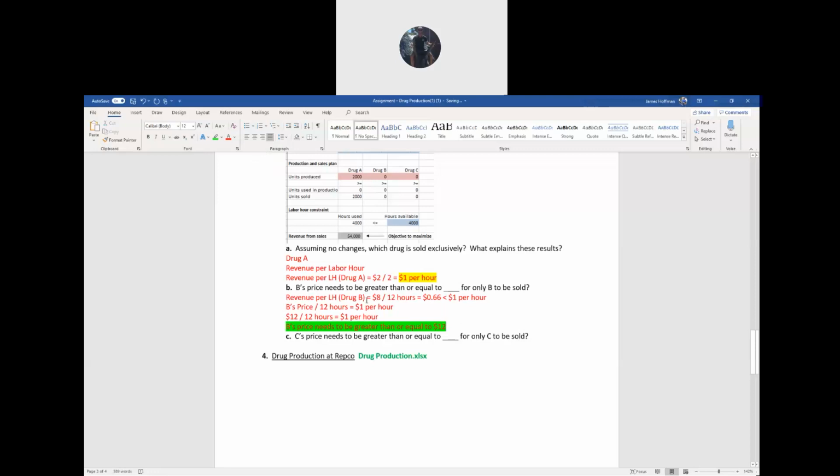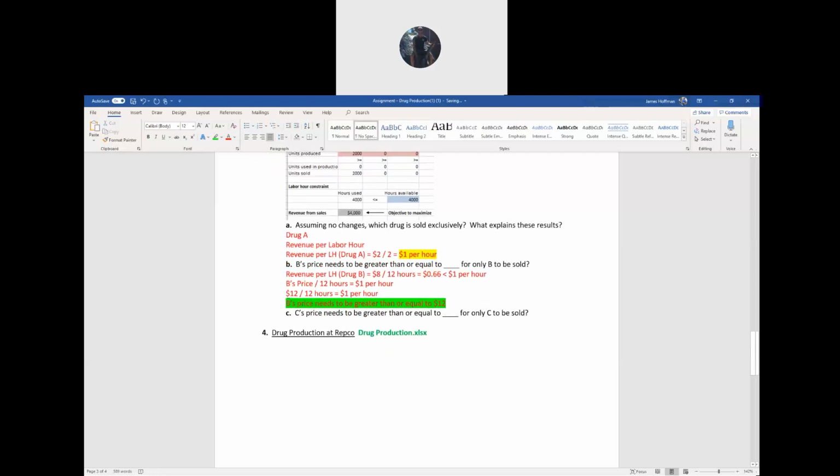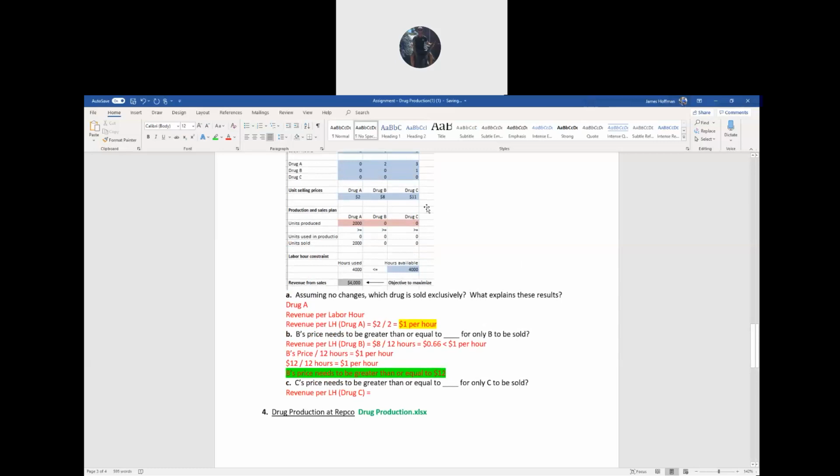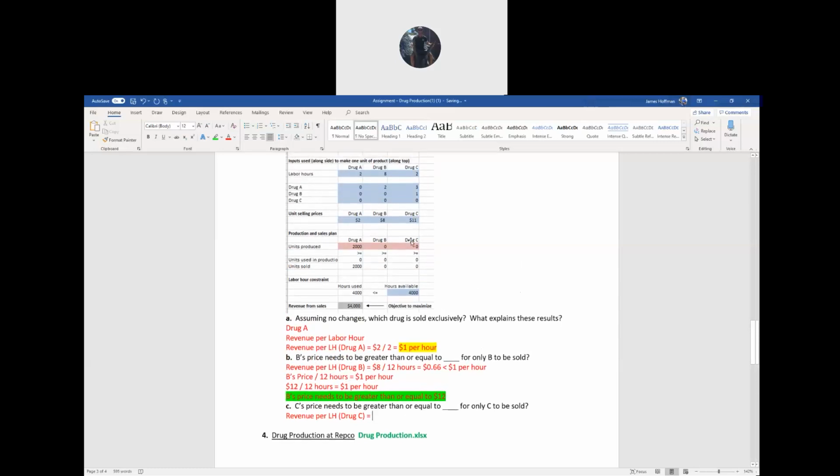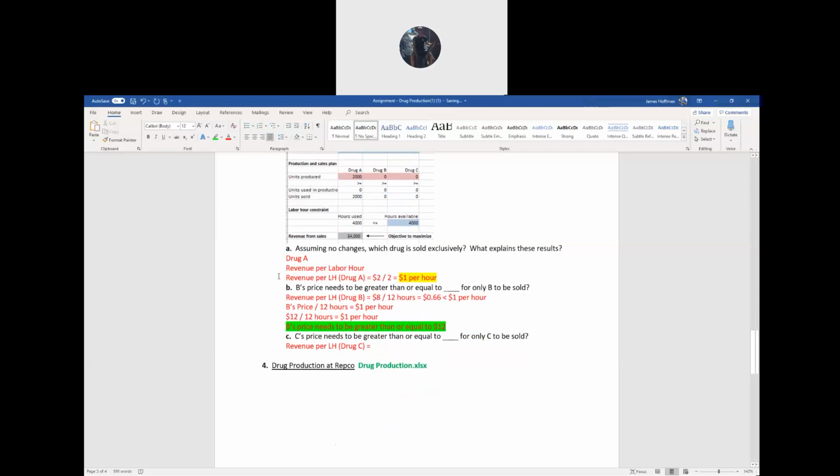Okay, so B's price needs to be greater than or equal to 12 for it to be giving us $1 per hour. All right, now let's do drug C. Drug C is selling at $11. This math is not going to come out nice, but $11.